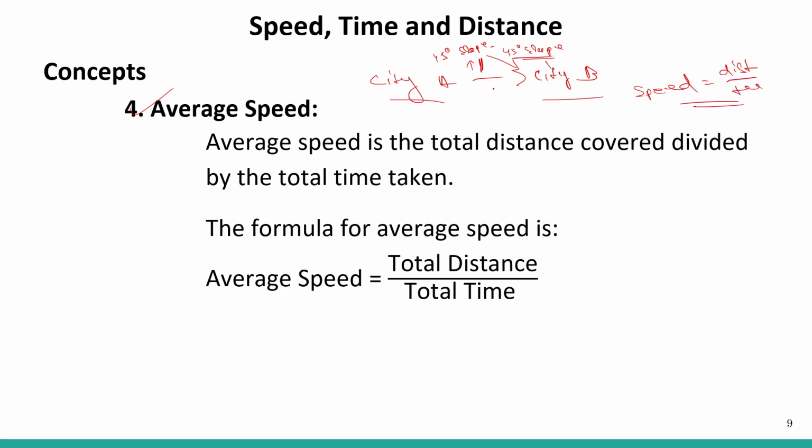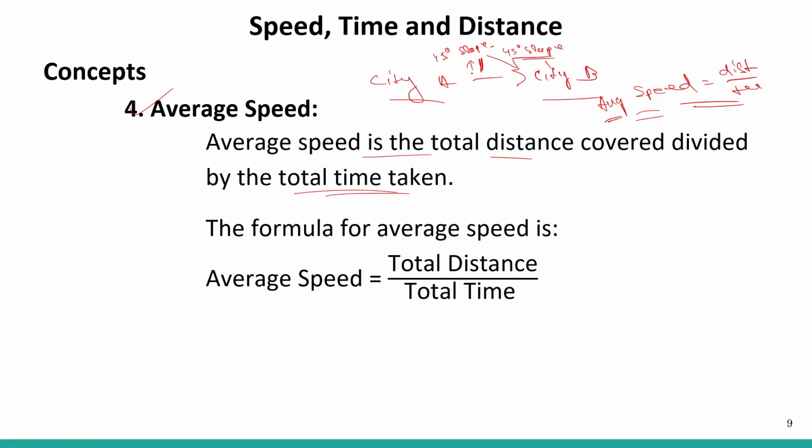But here you can see that at no point can you calculate the speed using this formula. This speed is the average speed if we denote it using the whole distance. Average speed is the total distance covered divided by total time taken. So in order to calculate the average speed between city A and city B, you will use average speed.